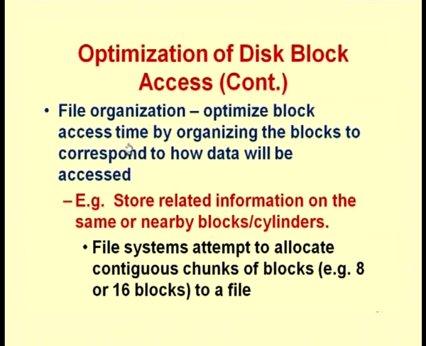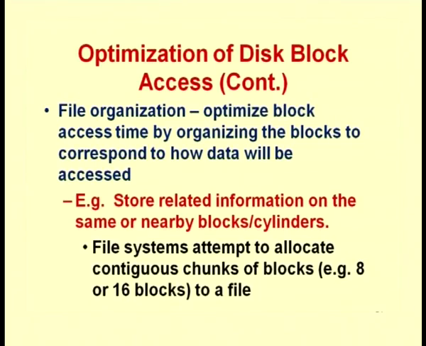And another thing is the file organization. So, optimize block access time by organizing the blocks to correspond to how the data will be accessed. Store the blocks in the proper tracks and sectors, or cylinders as they are called. So, store related information on the same or nearby blocks or cylinders. File systems attempt to allocate contiguous chunks of blocks, for example 16 blocks to a file.